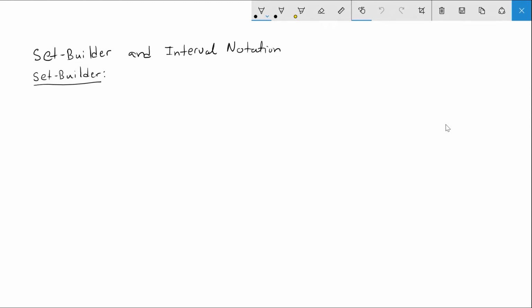Let's look at set builder and interval notation, and let's start off with set builder notation. First of all, what is a set? Well, a set looks something like this. You just have some squiggly brackets. So this is what we call set notation.